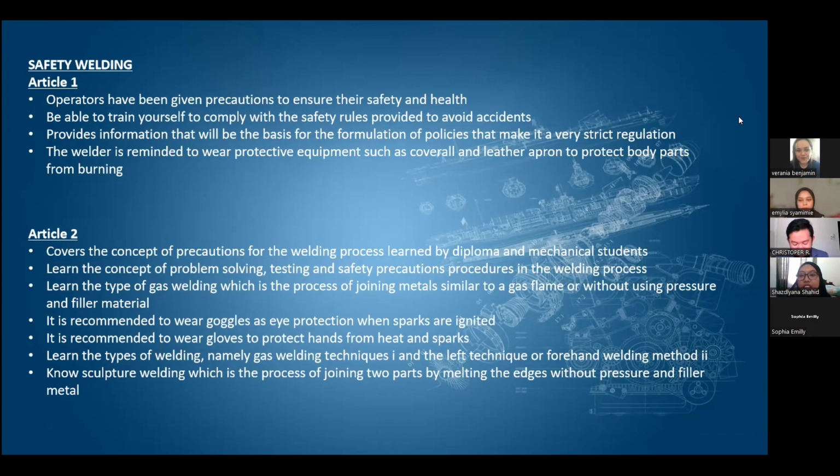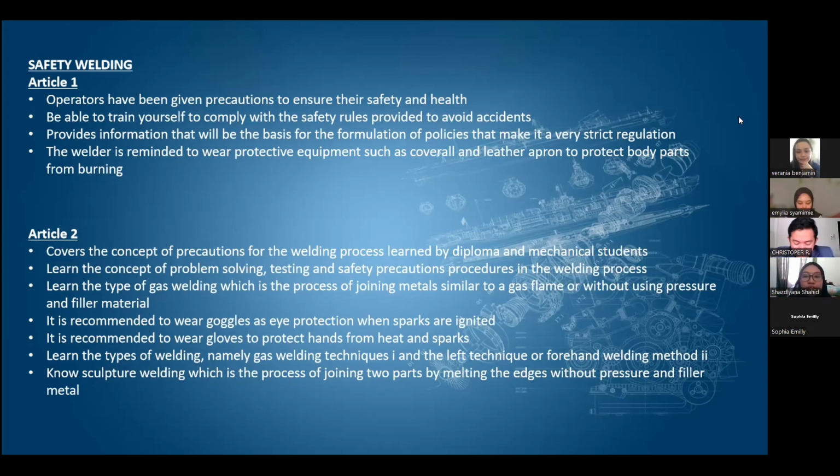Next, for the second article that we have discussed, it is about a review on troubleshooting, testing, and safety precaution procedures of the welding process. The article includes the concept of precautionary measures for the welding process learned by diploma mechanical students. This article also states that they have learned the concept of problem solving, testing, and safety precaution procedures in the welding process. They have to study a type of gas welding, which is a similar process of joining metal with a gas flame, with or without using pressure and filler material.